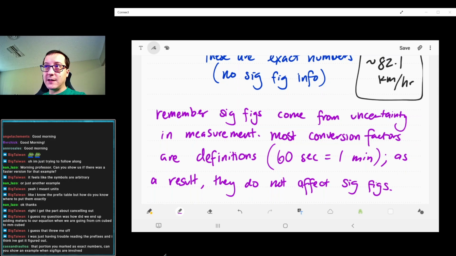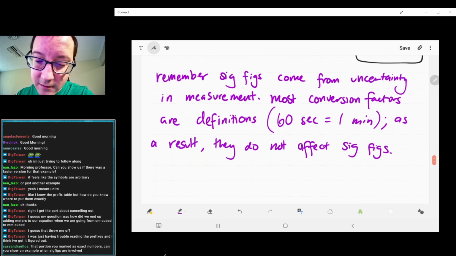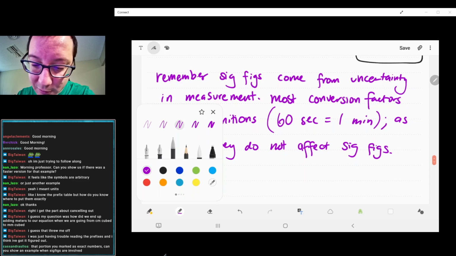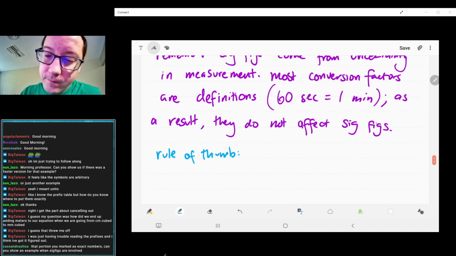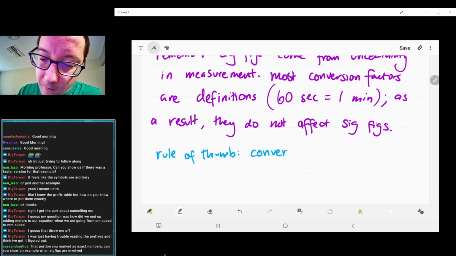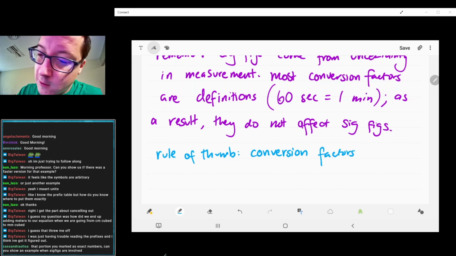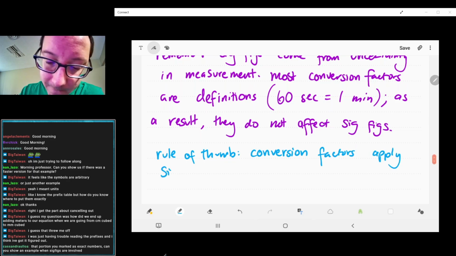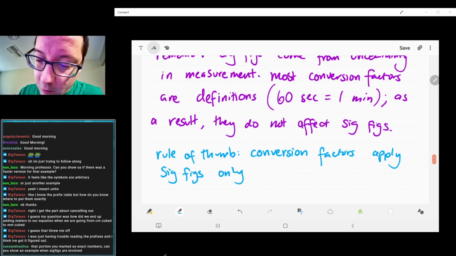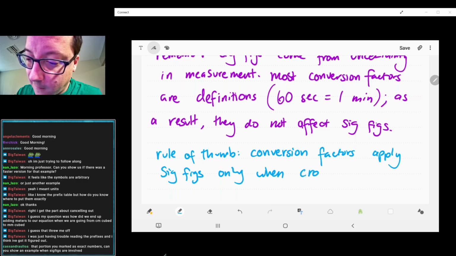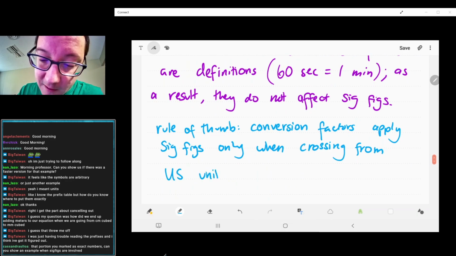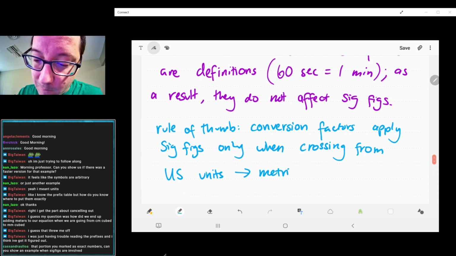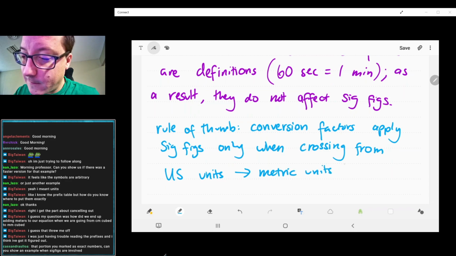Yes, we will. Cassie, definitely. And in fact, I'll write that here. In what color shall we use? How about light blue? Yes. By and large, conversion factors will apply Sig Figs only when crossing from US units to metric units, or vice versa.